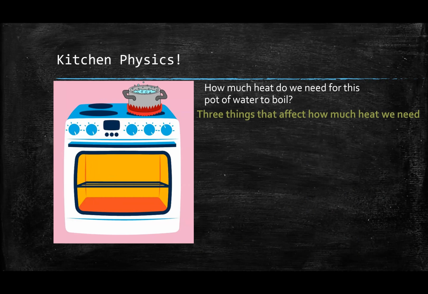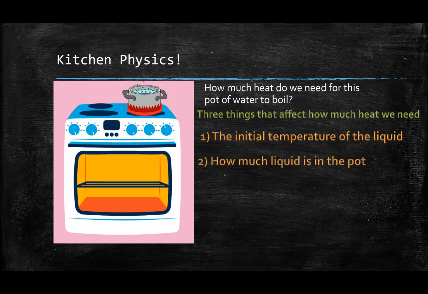We can consider the following 3 things. One thing is the initial temperature of the liquid. Are we starting with cold water from the refrigerator? Room temperature water? Or hot water from the tap or the faucet? The initial temperature tells us how much heat we need to add before it comes to a boil. The second thing is how much of the liquid is in the pot. As you can imagine, the less liquid we put in, the faster it'll boil, because we have less of it to get up to the temperature we need.